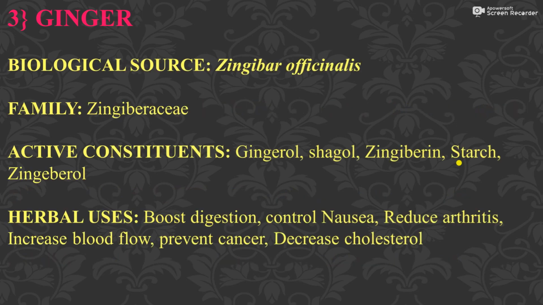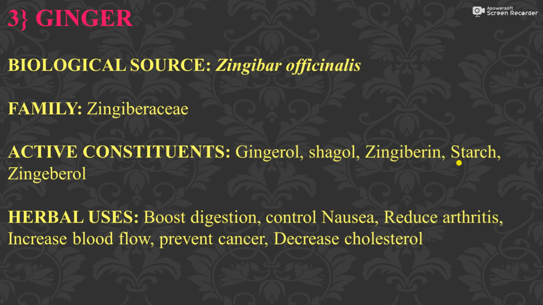Then the third one is ginger. Biological source of ginger is Zingiber officinale, family Zingiberaceae. Active constituents in ginger are gingerol, shogaol, zingiberene, starch and zingiberol. Herbal uses of ginger are boosting digestion, controlling nausea, reducing arthritis, increasing blood flow, preventing cancer and decreasing cholesterol.